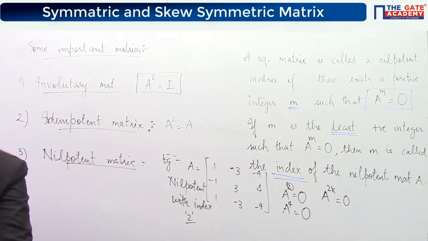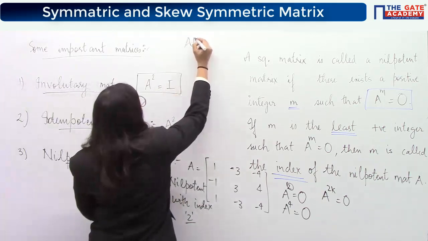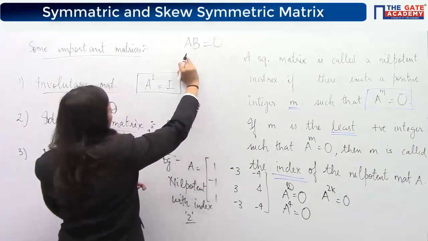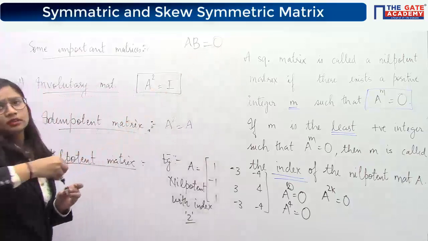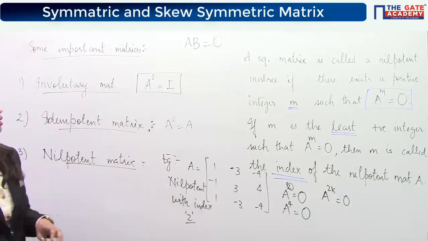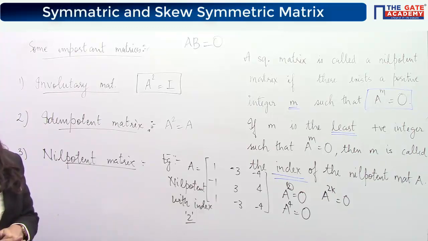And A cube is null matrix. A cube also should be null. No, why it should be null? We have seen some property. If A into B turns out to be null matrix, then it does not mean that A or B is 0. Are you getting it or not?